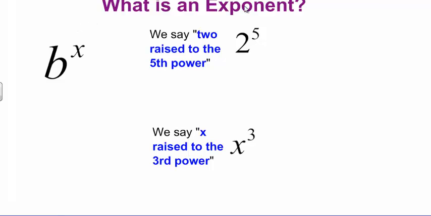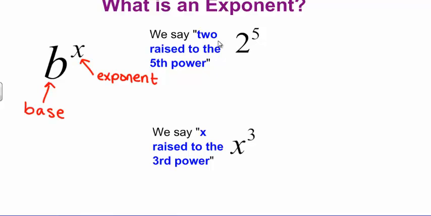The first question we need to answer is, what is an exponent? Well, an exponent is, we write it as b to the x, where b is our base, the number we start with, and this number up here, x, is our exponent. So make sure you label both of those.